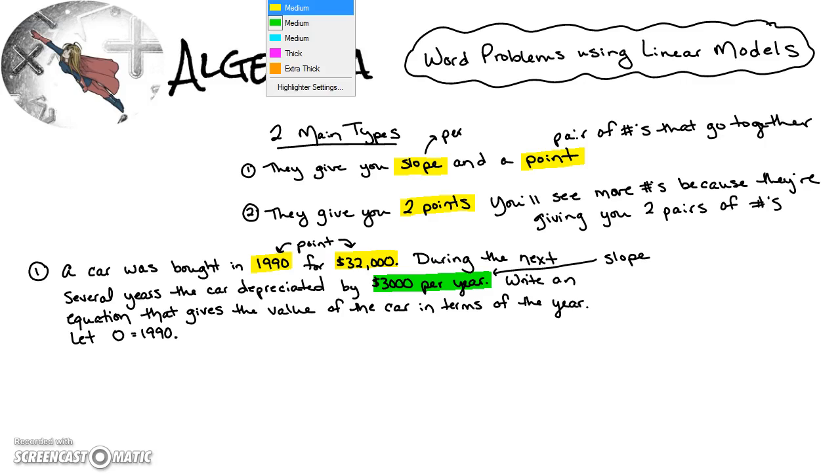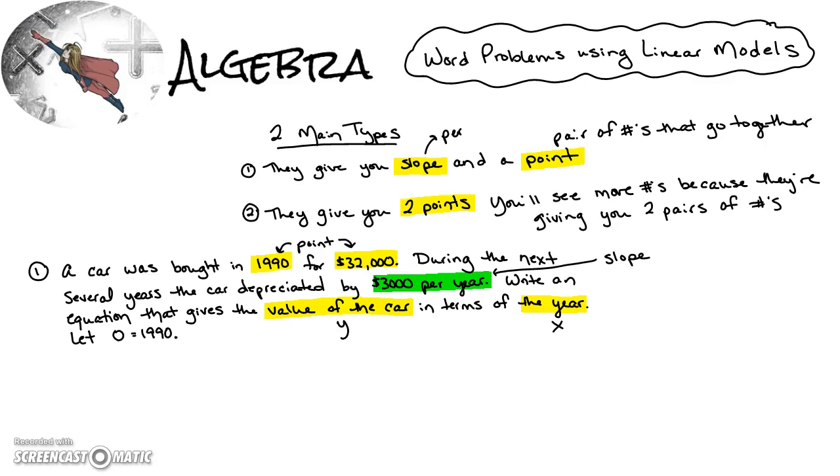Okay, now here's a few other little tips that can help you. It says write an equation that gives the value of the car in terms of the year. Now that little phrase right there, everybody usually has trouble picking out what X should be and what Y should be. But when they say that phrase, the value of the car, the first thing they mention is your Y. And then it says in terms of the year, that second thing that they mention is typically your X. Of course, there's some exceptions to that rule, but usually that phrase will have the Y listed first and then the X.